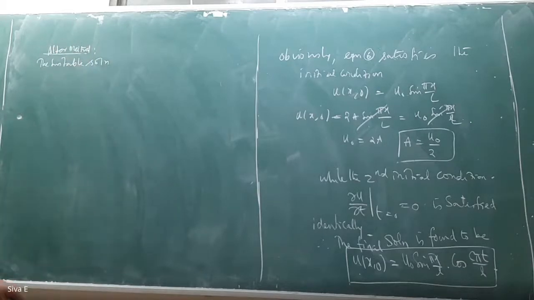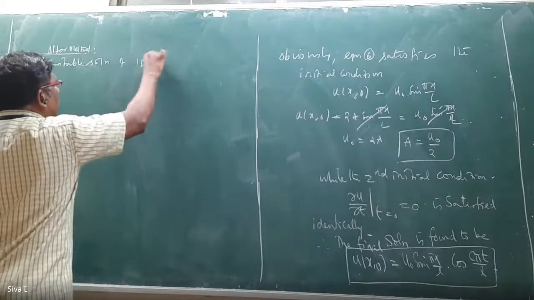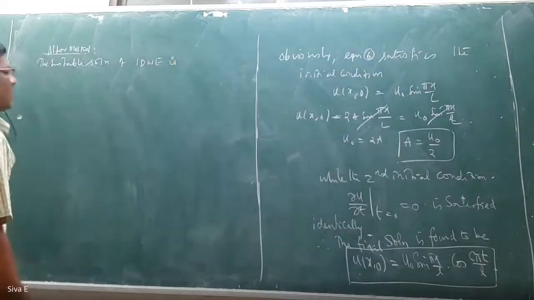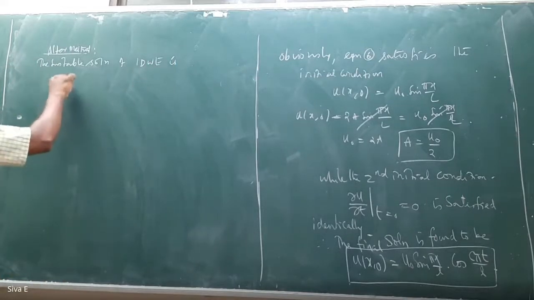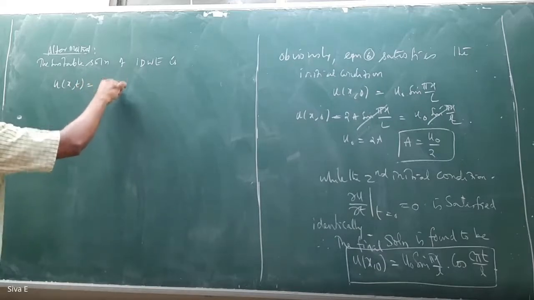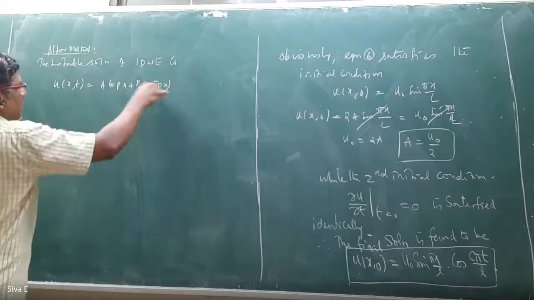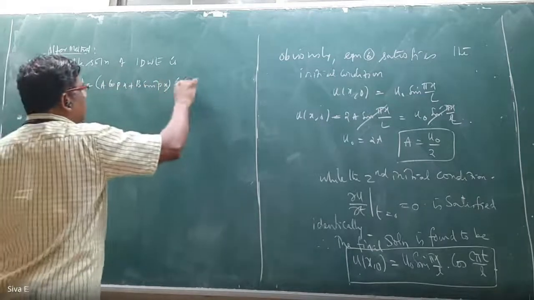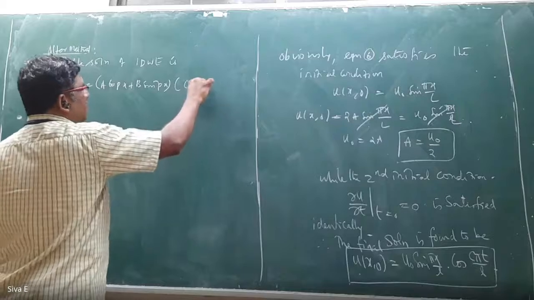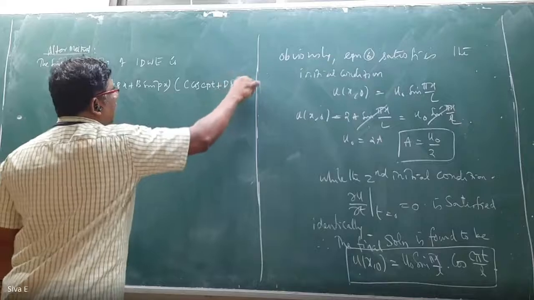The suitable solution of the one-dimensional wave equation is u(x, t) = (A cos px + B sin px)(C cos cpt + D sin cpt).